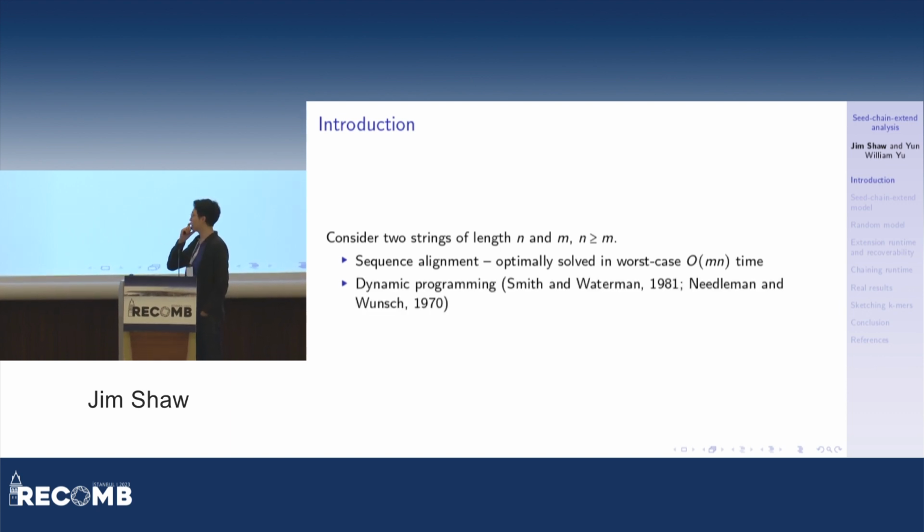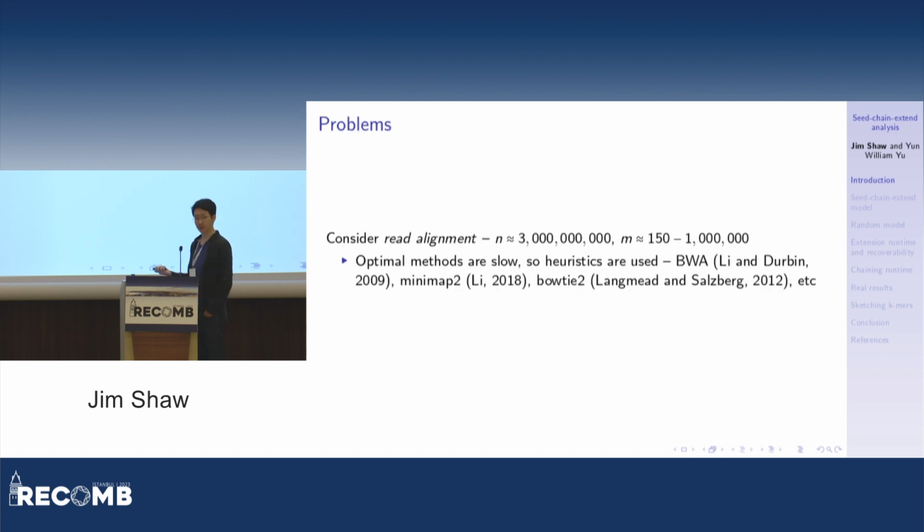But if we consider something like read alignments, the sizes of our query and reference can be quite large. For example, a human genome will have around 3 billion bases, and reads can be anywhere from 150 onwards. These optimal methods that I mentioned just aren't fast enough. So in practice, for read alignment, we use very good heuristic methods that run much faster. But these are heuristic methods, right? And they lack theoretical guarantees. So the theme of this talk will be, can we put non-trivial theoretical guarantees on heuristic alignment methods?